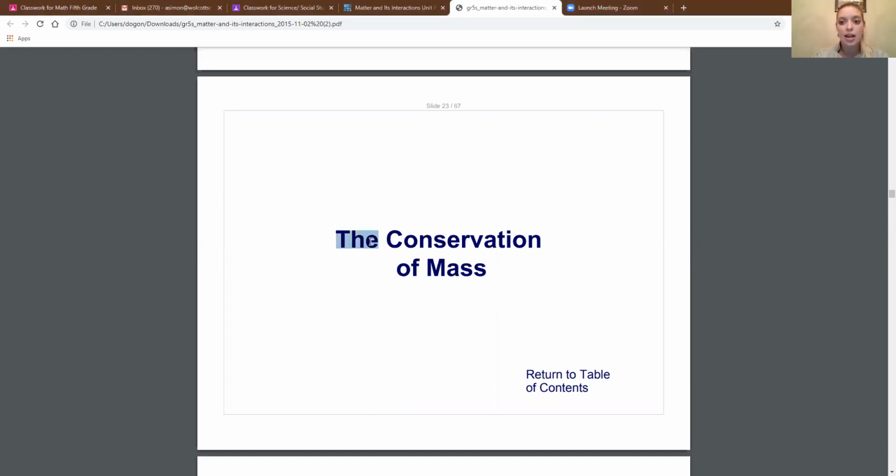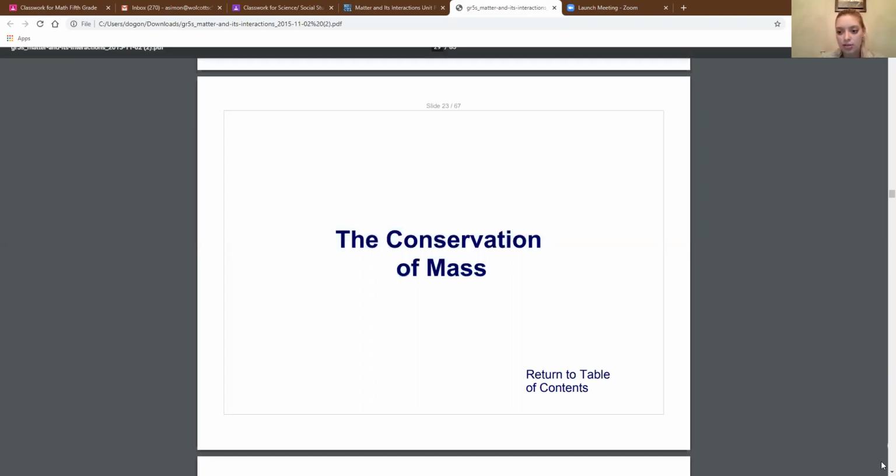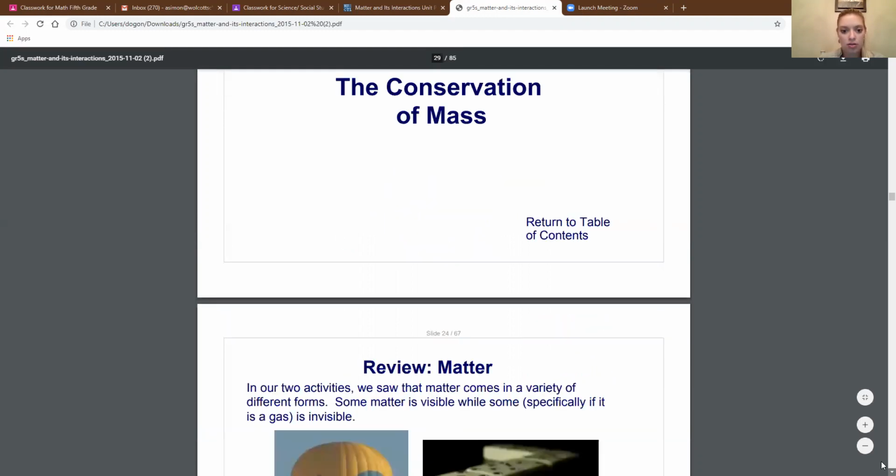So go ahead and put this in your notes. This is your next section of notes, which is going to be the conservation of mass. Write that down right in your notes. I'll give you a second. Remember, if at any point you need to pause the video and write down some notes and then replay the video, that's fine too.